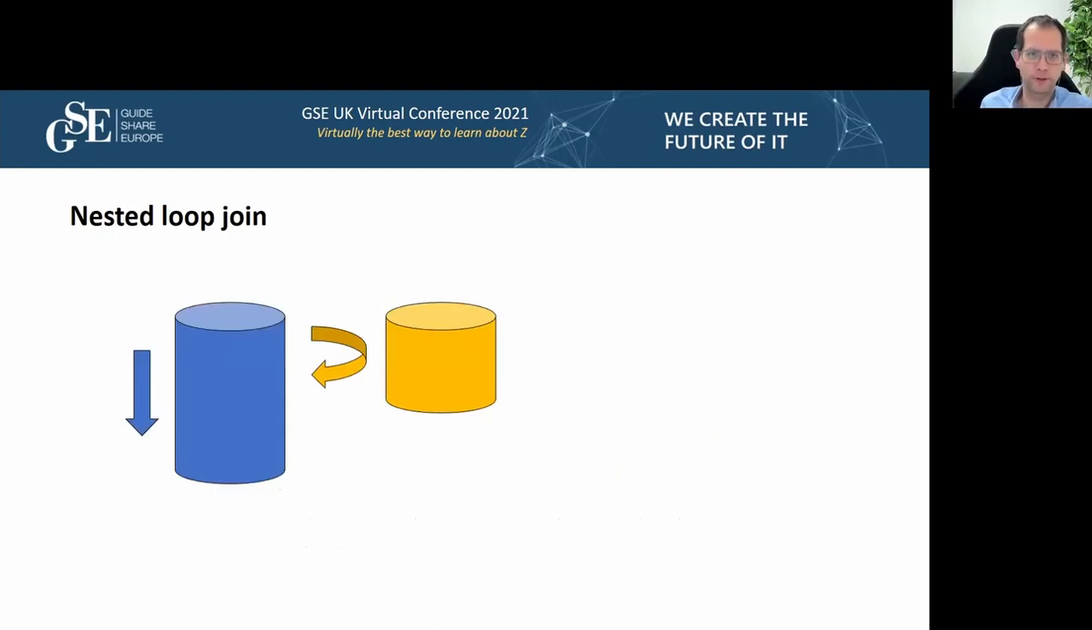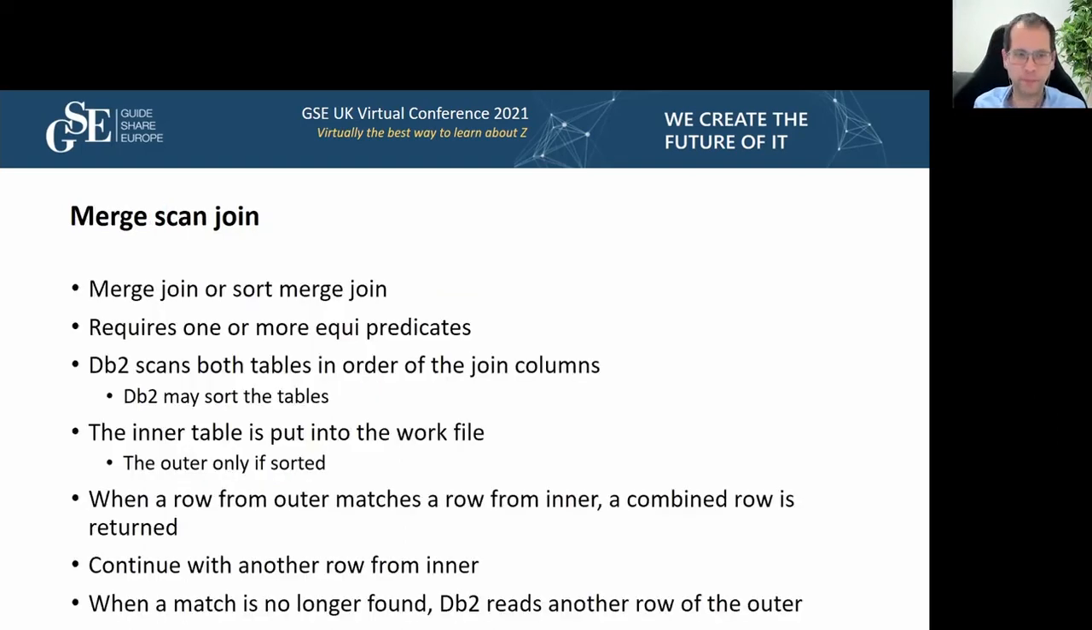All right, so this is just a visualization of how it works. You have this left table, you go from top to bottom, and you repeatedly scan the other table. Merge scan, that's the second method, works a bit differently, and it really reads both tables from top to bottom. It requires the tables to be either sorted or have some indexes, right?